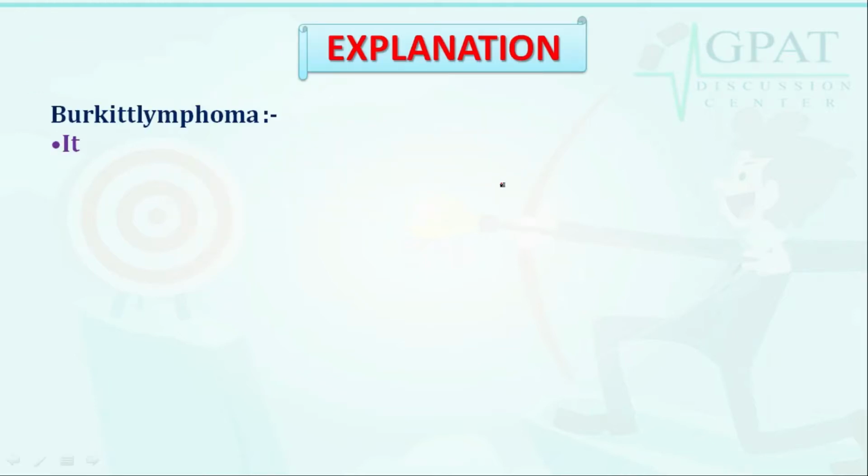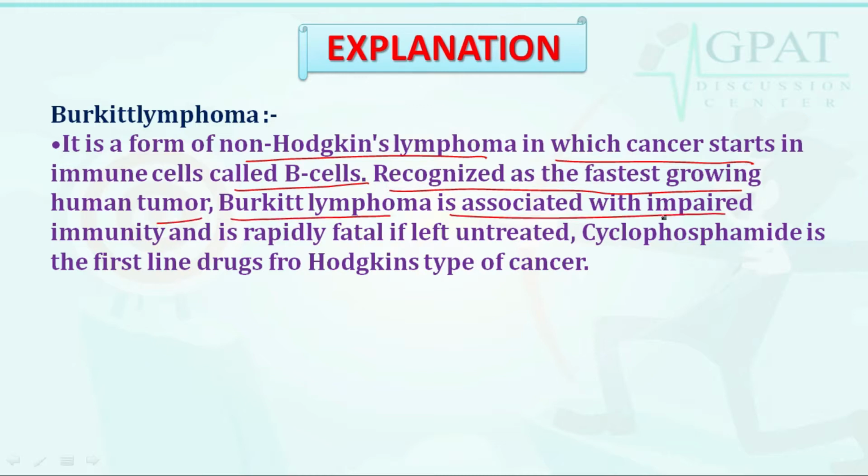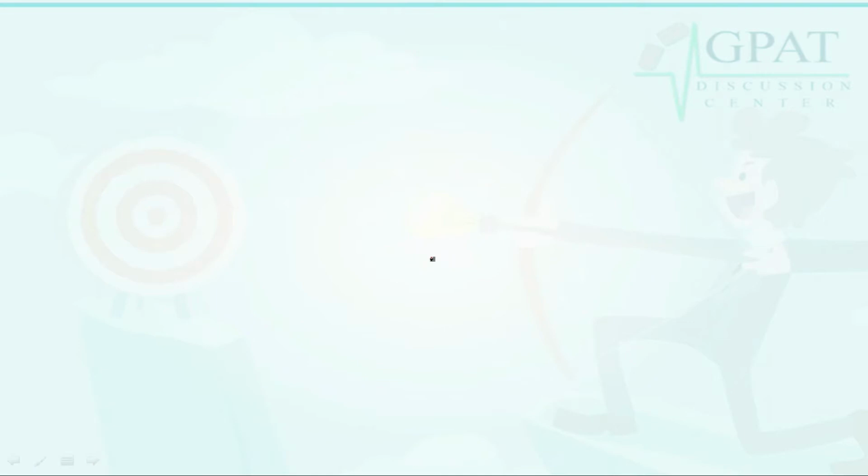Now, Burkitt lymphoma is a form of non-Hodgkin lymphoma in which cancer starts in immune cells called B cells and is recognized as the fastest growing human tumor. Burkitt lymphoma is associated with impaired immunity and is rapidly fatal if left untreated. And cyclophosphamide is the first line drug for this type of cancer.